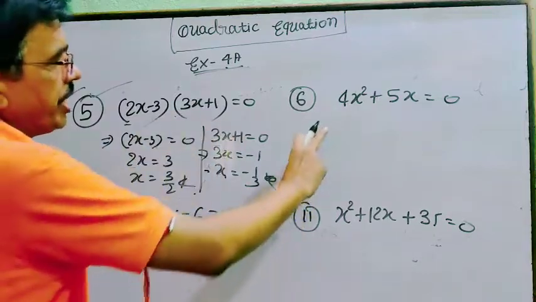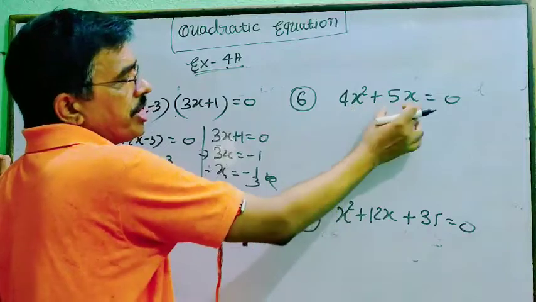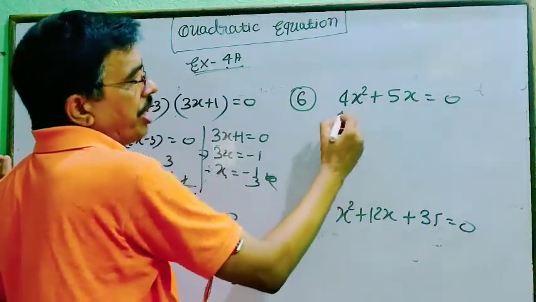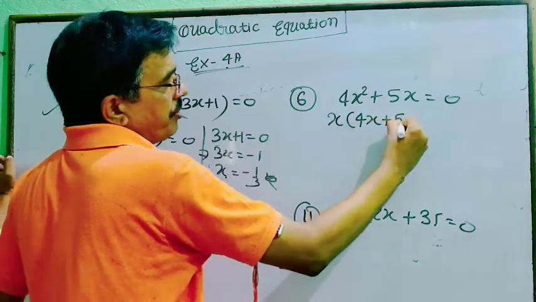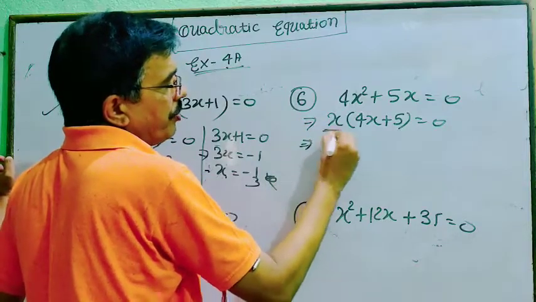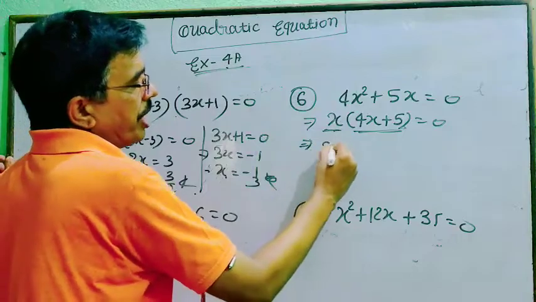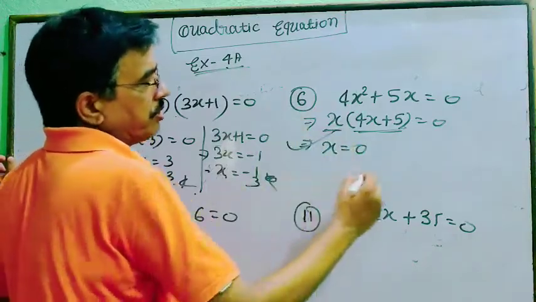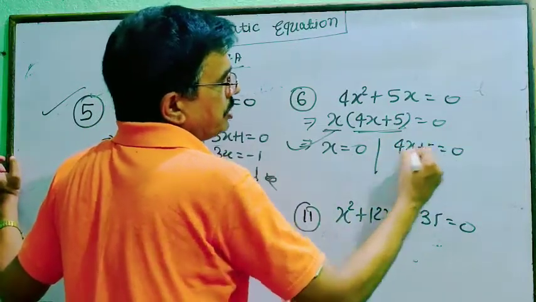Now here is 4x square plus 5x is equal to 0. There is no middle term, and no constant part is given. So only take common, and the common is only x. So x common, then 4x plus 5 is equal to 0. Now here are also two terms, one term is this, another term is this, and the relation between the two. So you can write that the first term x is equal to 0. So one solution is x is equal to 0, and the second part is 4x plus 5 is equal to 0.